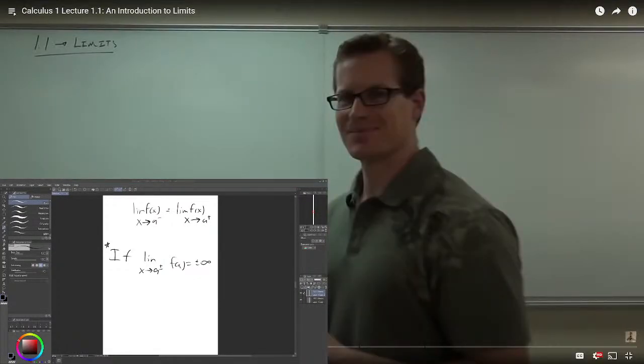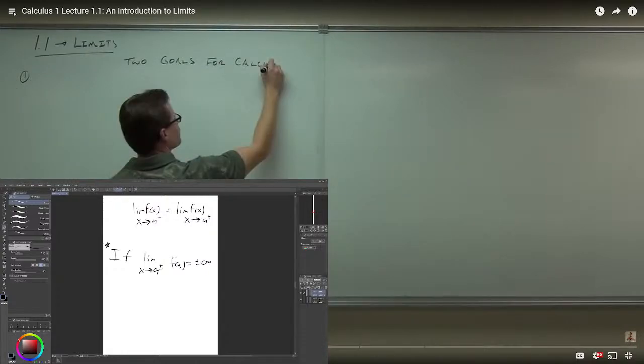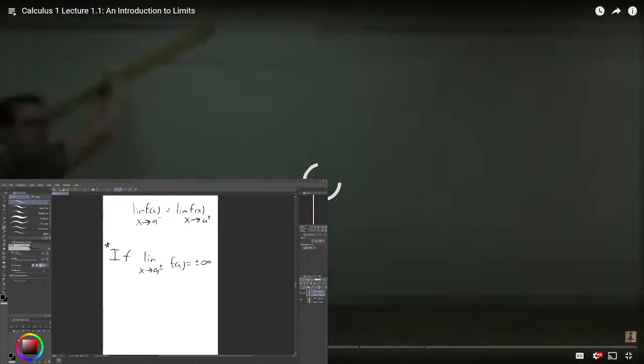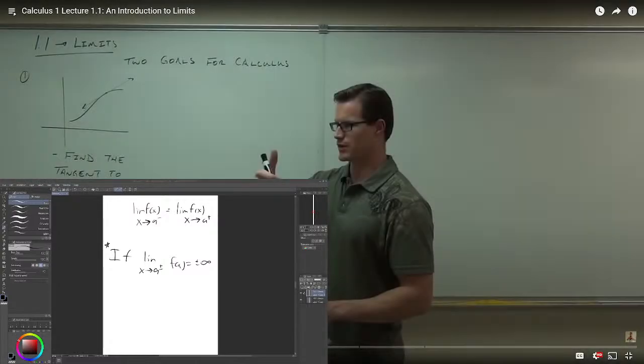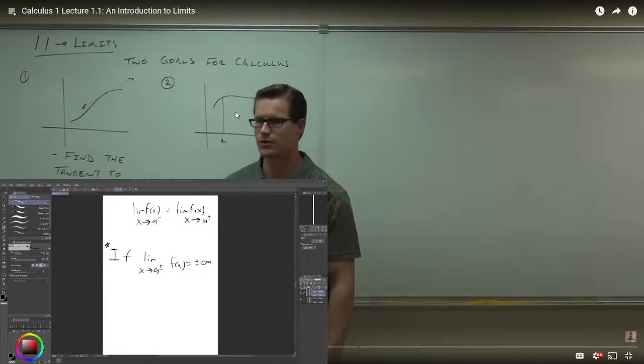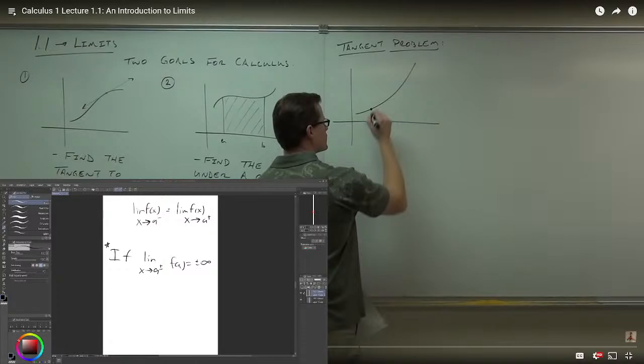All right, I just want to make sure I'm good on this. Goals of calculus: find the tangent to a curve at a point. And the other one was find the area under a curve.